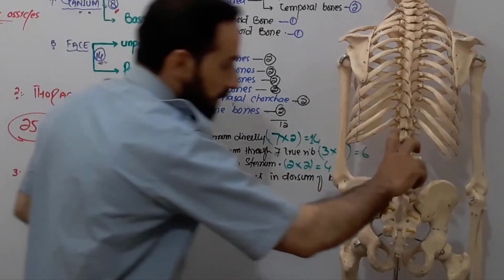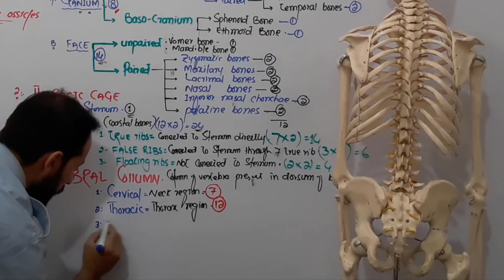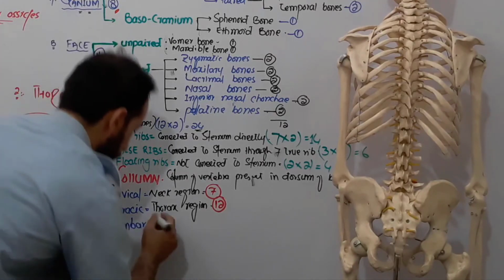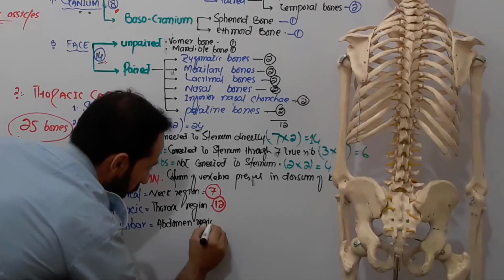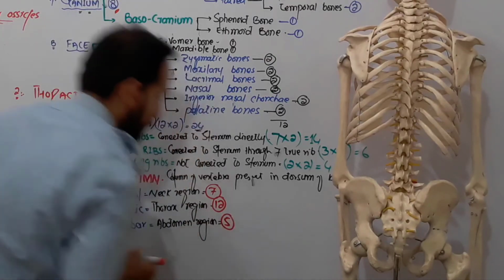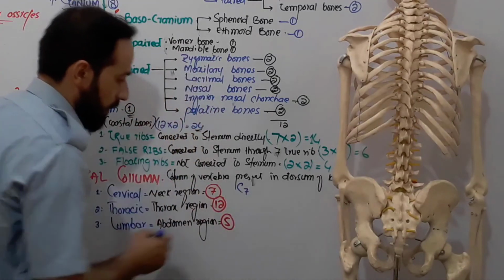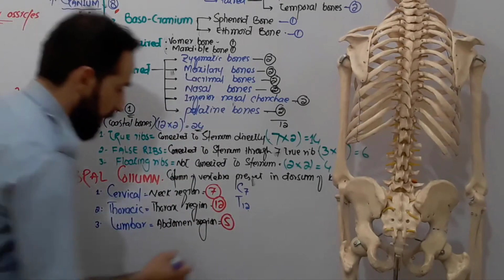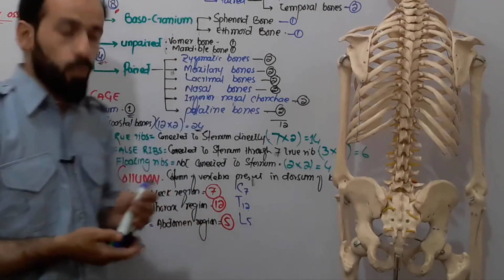And then you have your lumbar vertebra, right? So the third one are the lumbar vertebra, and the lumbar vertebra is present in your abdomen region or lumbar region. And how many lumbar vertebra do you have? You have 5 lumbar vertebra, right? So we have C7, C means cervical, T12, T means thoracic, and how many vertebra? 12 vertebra. And we have L5, so L means lumbar, we have 5 lumbar vertebra.